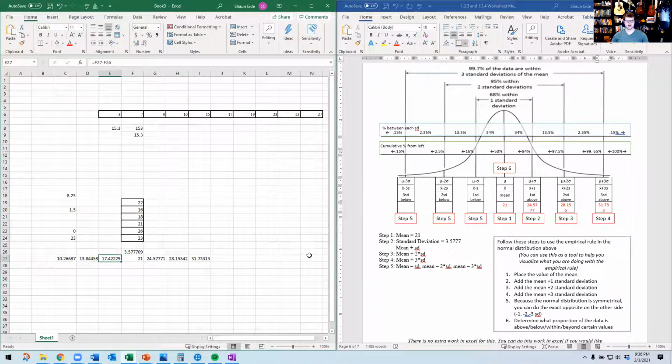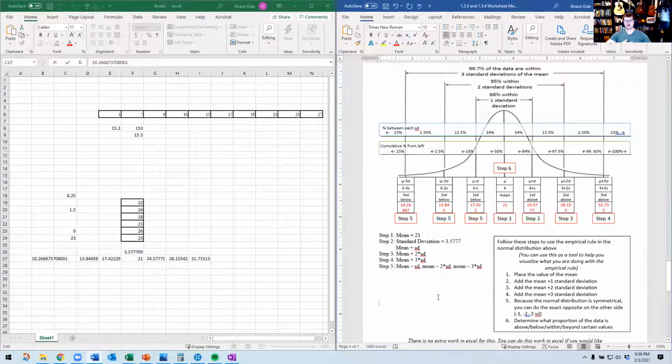And so we've got, let's just do this, Control C, Control V, and I'm going to paste the values, so that way I can just copy. 17.422, and then Control C, except that rounds to 5. And then we've got the last but not least, there we go.